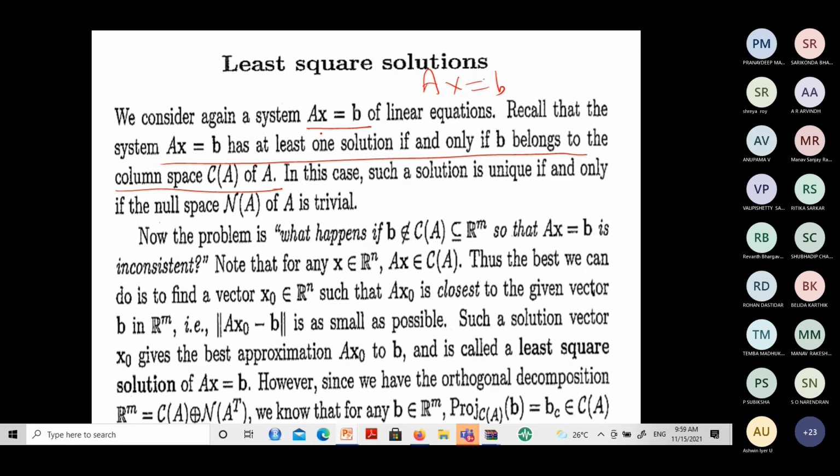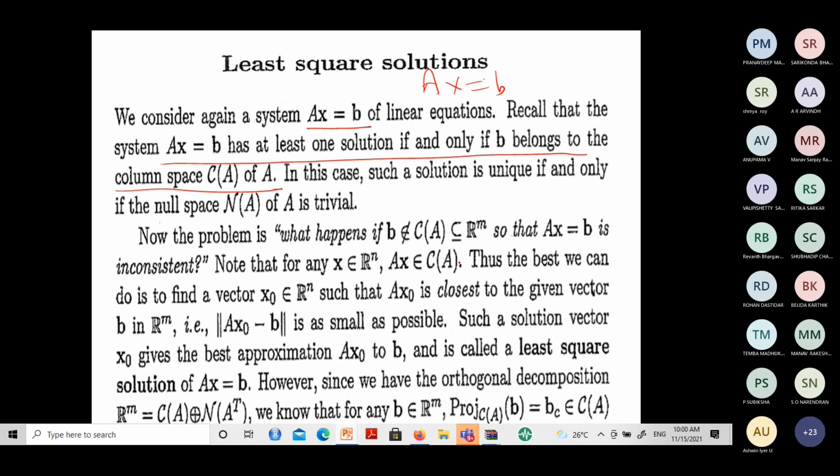See, a system AX equal to B of linear equations will have at least one solution. Right? Maybe infinite number of solutions is also possible, either unique or infinitely many, if and only if B belongs to the column space of A. In this case, such a solution is unique. When is the solution unique? Null space is trivial. There should not be any null space. Null space should be only the zero vector. Zero solution should be there. Other than that, nothing should be there. Dimension of null space should be what? Zero. Then I can say unique solution is there.